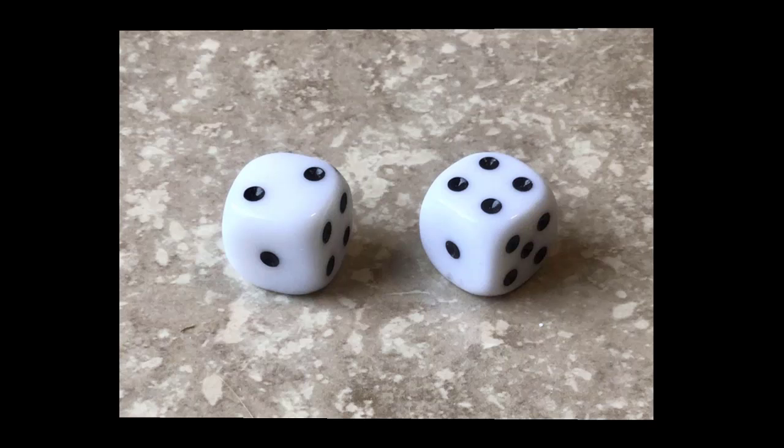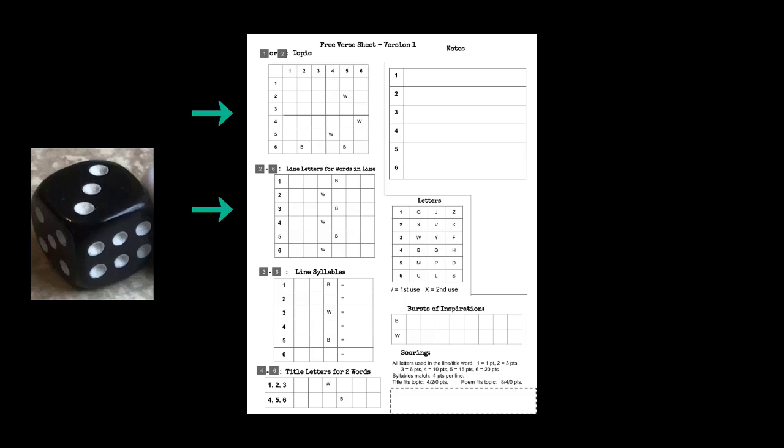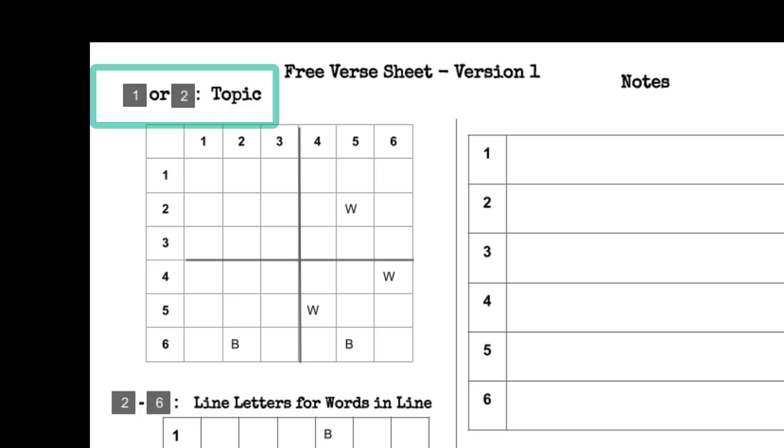Each round, 2 white dice will be rolled. For all examples here, let's assume the white dice come up with a 2 and a 4. A black die will also be rolled each round. That will tell you which grid you can choose from on that round. You can see it here on the player sheet. This means you can pick the topic grid if the black die is a 1 or a 2.